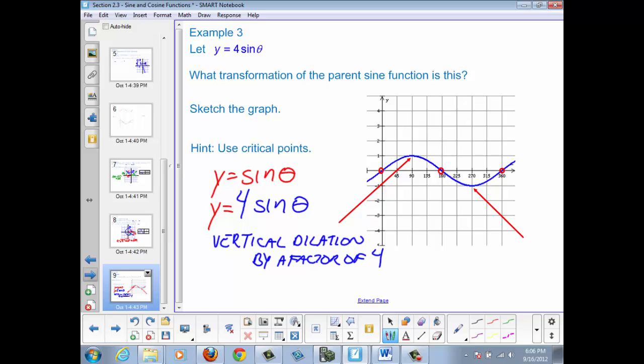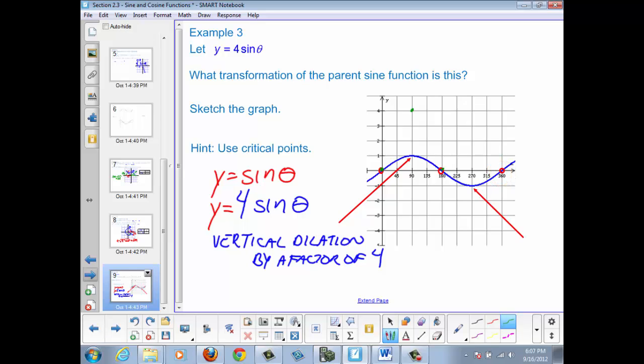To sketch the graph, we'd identify key points where it would be easy to show this vertical dilation. So those points we call the critical points. Critical points where the function is equal to 0 or at a maximum or a minimum. Here at the origin, it's equal to 0 when we multiply by 4. We stay there at 0. We reach a maximum at 90 degrees of 1. But now we're going to multiply that by 4, so at 90 degrees, I'm going to move up and mark a point at 4. 1 times 4.